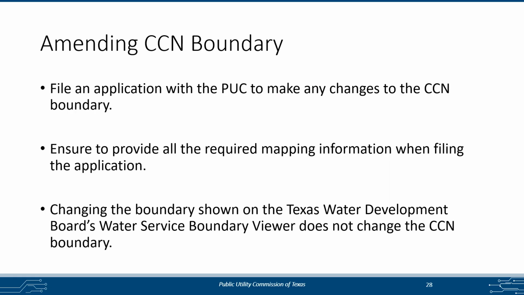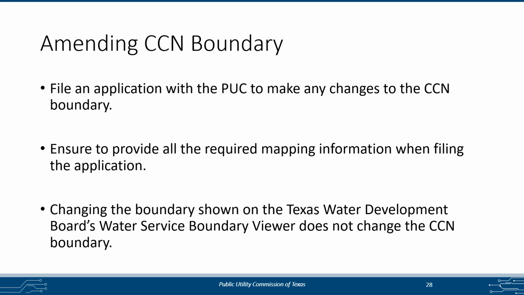So after reviewing the CCN viewer, if you do have a CCN and the boundary in the viewer does not appear to be correct where you're actually providing retail utility service, you will need to file an application with the PUC to make any changes to that boundary. This could include adding any area that's not currently within your CCN boundary or removing area from your CCN where you're not actually providing service.